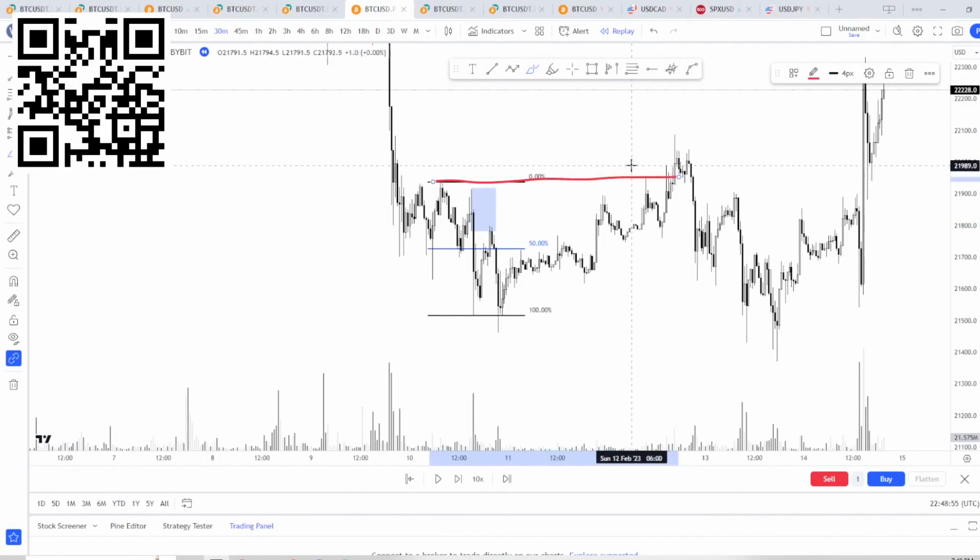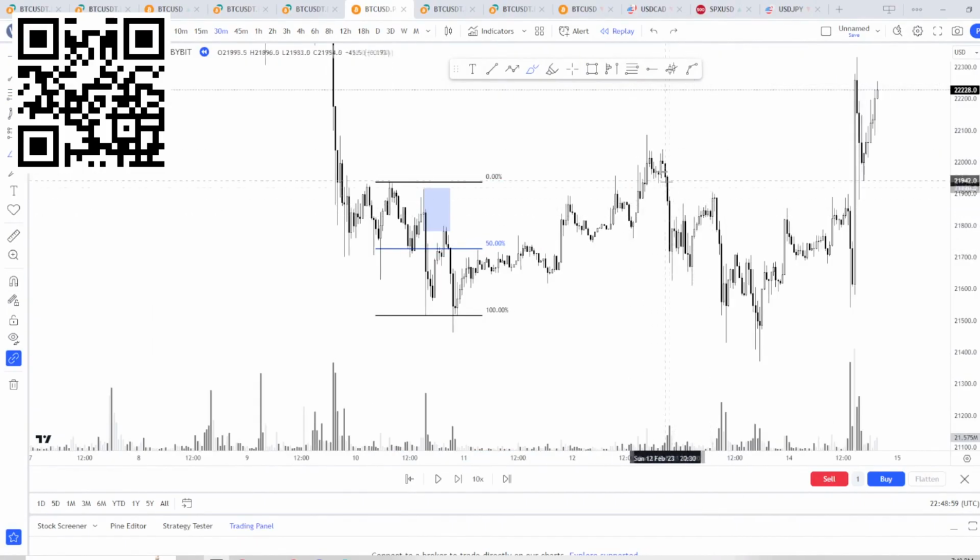Did it hit your range high? Yeah, it did. Very nice. And then what happened to follow? Well, you had the same situation again. You had another Model 1 distribution. Range high, range low. Tap 1, tap 2, tap 3.